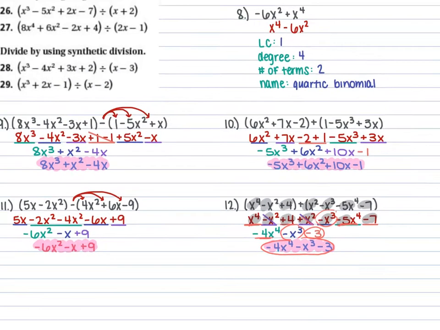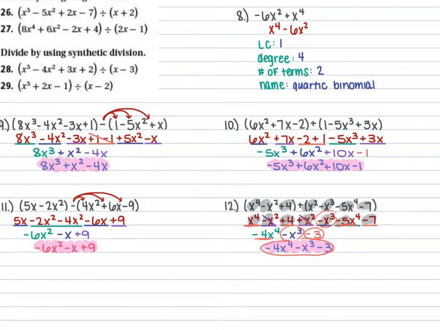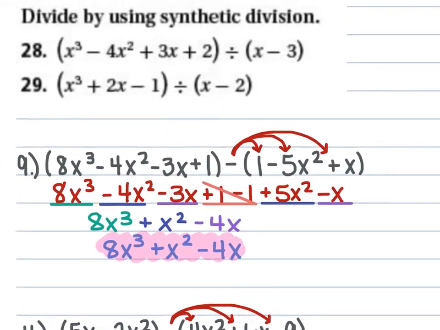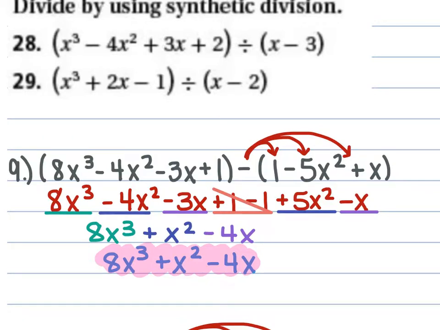The addition ones aren't so bad. It's the subtraction ones that are getting you guys. And here's why. When you subtract, you have to distribute that negative to each one of these things here.